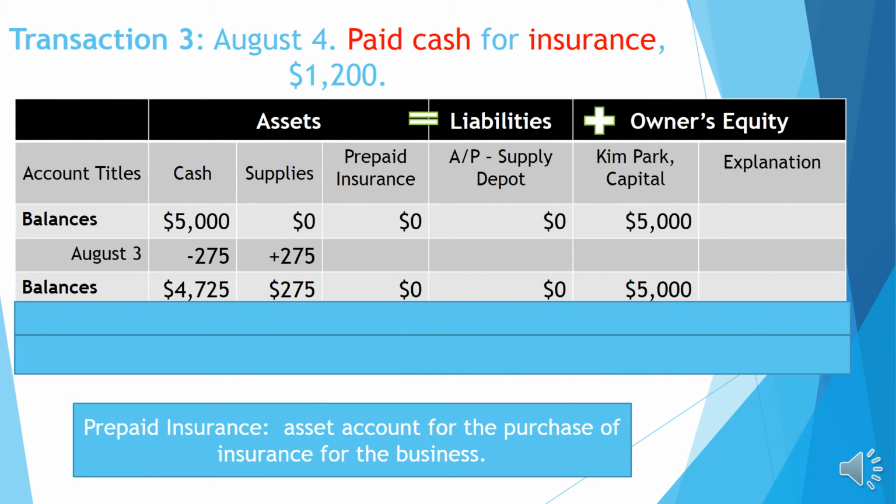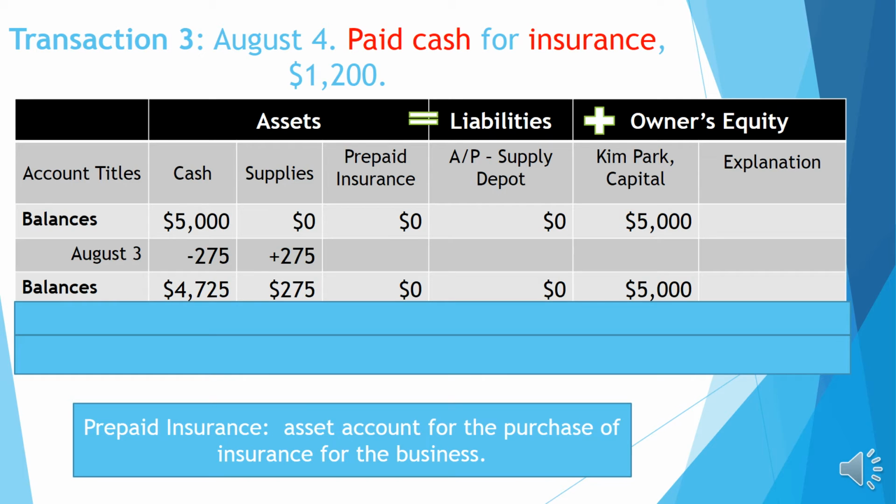Transaction 3, August 4th. Paid cash for insurance, $1,200. Let's find the keywords. Paid cash. What did we pay cash for? Insurance. We know that for paying cash, we will use the cash account. And because we have less cash, the cash account will decrease.